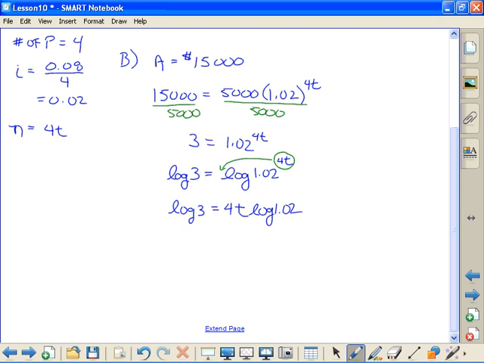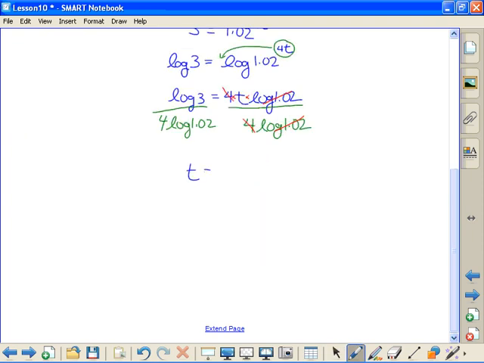Log 1.02. And now I want to isolate for t. What's happening to t? Well, it's being multiplied by 4, and it's being multiplied by the log of 1.02. Inverse operation for multiplying is division. So I'm going to divide both sides by 4 log of 1.02. And by doing that, we're isolating for t. So the 4 would get canceled out, inverse operation. So your final answer then would be t equals log 3 divided by 4 log 1.02.